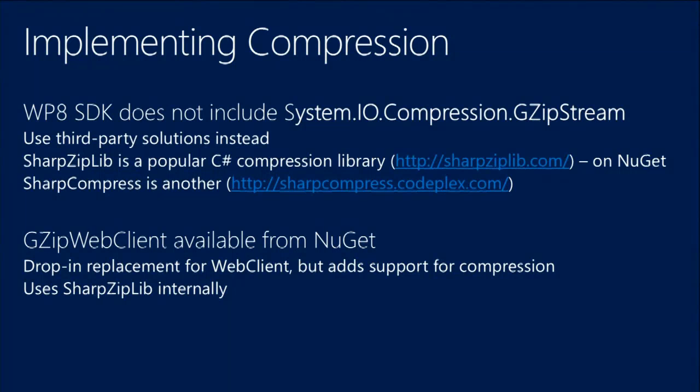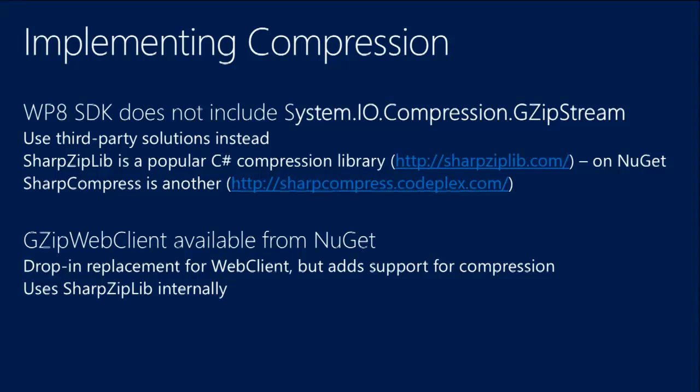a problem in the Windows Phone 8 SDK, because there is this object in the full .NET framework and in Windows 8 Store Apps, which is this thing called a GZipStream, which is very handy for gzipping and so compressing and decompressing streams. We don't have it, but we have got SharpZipLib and SharpCompress and a number of other third-party packages which have this in it.